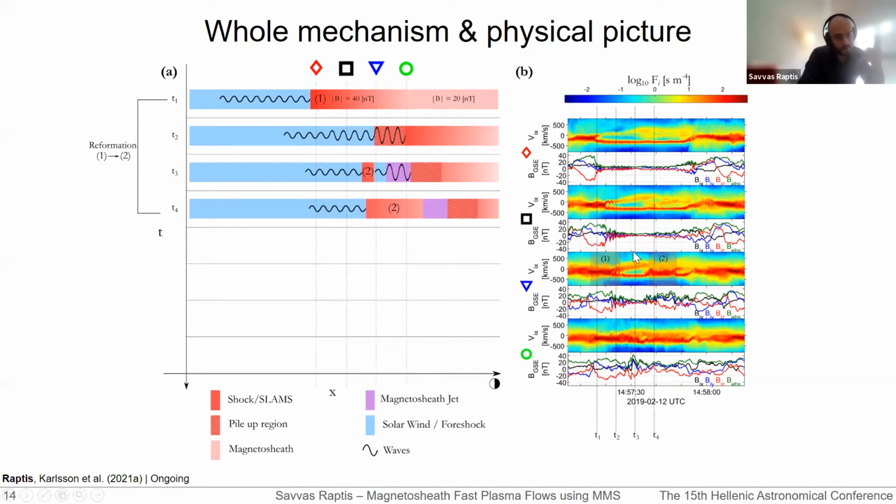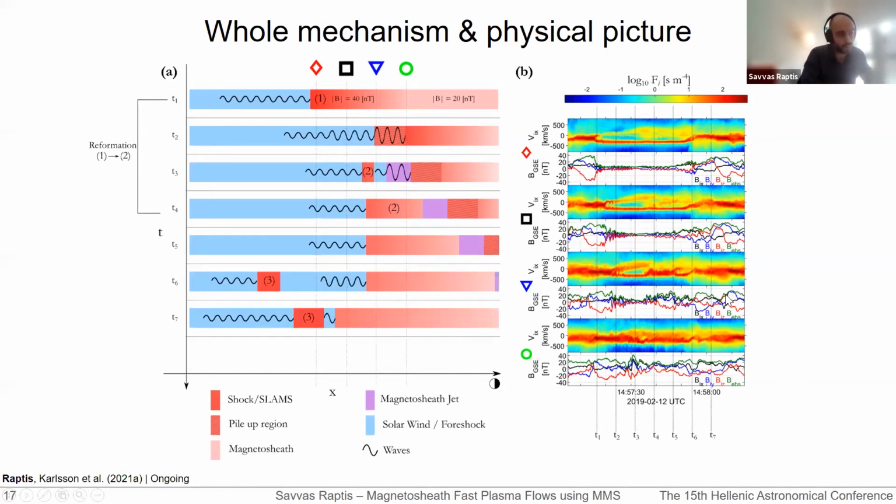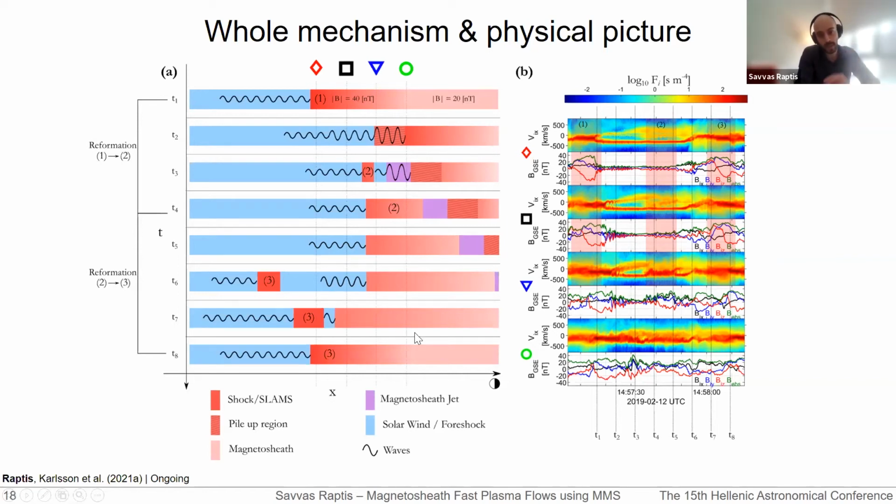And if this reformation between 1 and 2 is not extremely clear, I will not go into too much detail, but I want you to see how the reformation between 2 and 3 looks like. So now if someone sees what happened in T1 and what happened in T8, we see an extremely similar situation. Here at T1, MMS2 observed the very edge of the shock, which is pretty much the same thing that happens at T8, again for the red satellite, MMS2.